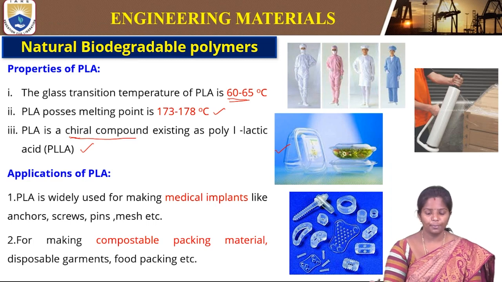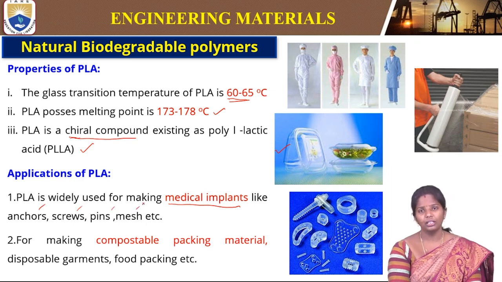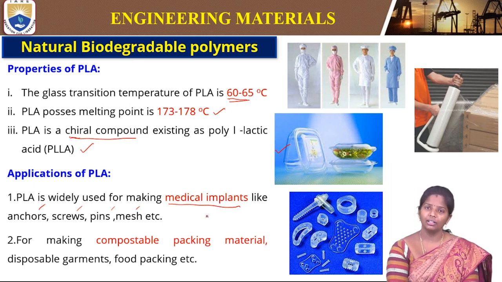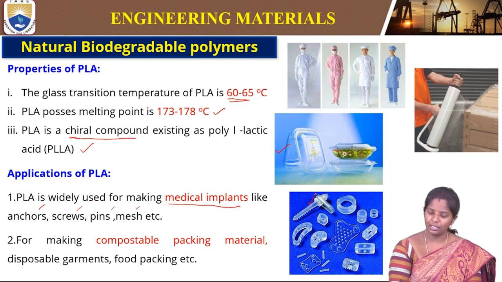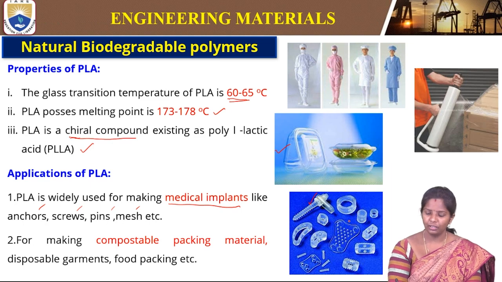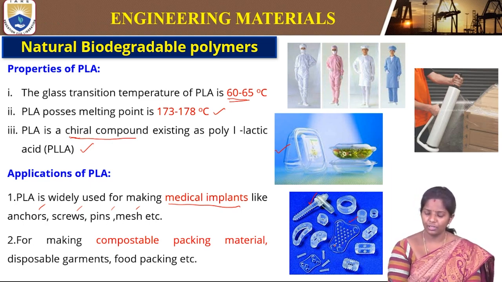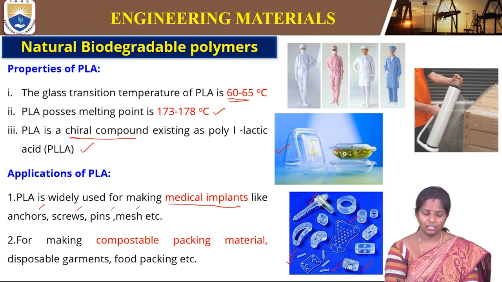Then applications: they are used mostly in medical implants like anchors, screws, pins, mesh. These days we have seen a lot of medical applications like implants. Even if a tooth is broken, we can implant it back. For example, this is a screw made from polylactic acid, and also mesh and hip plates. These can be used in different medical implants.